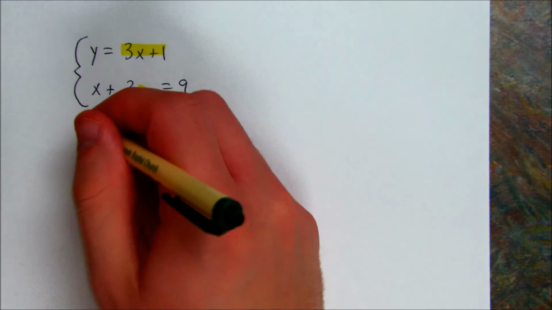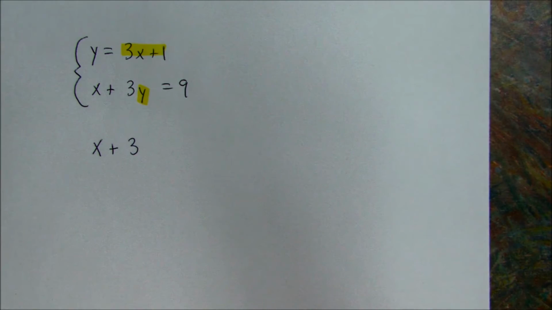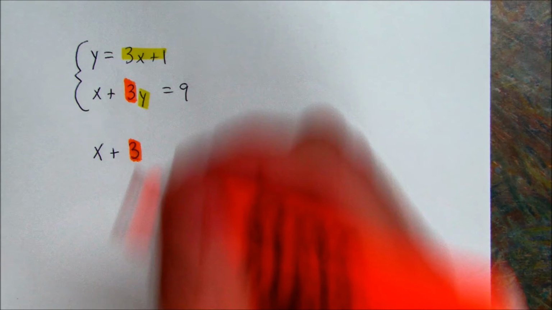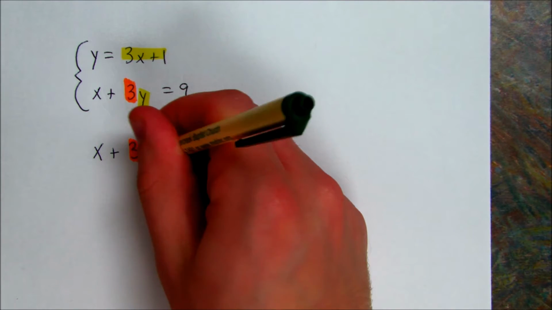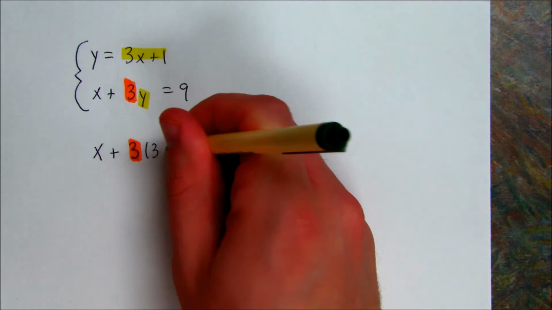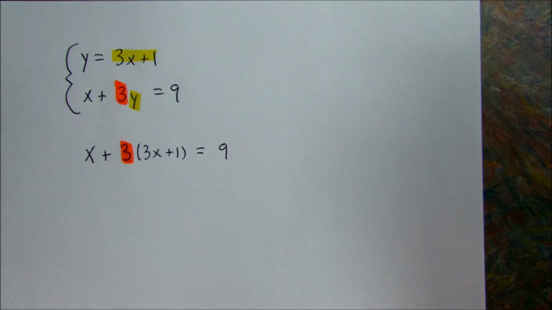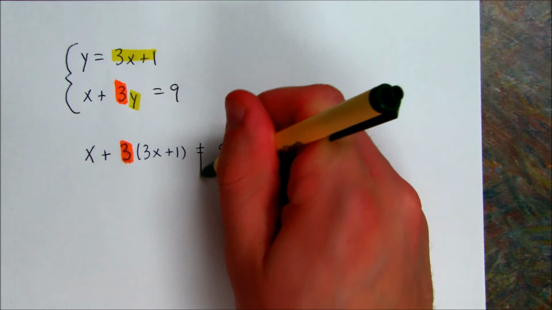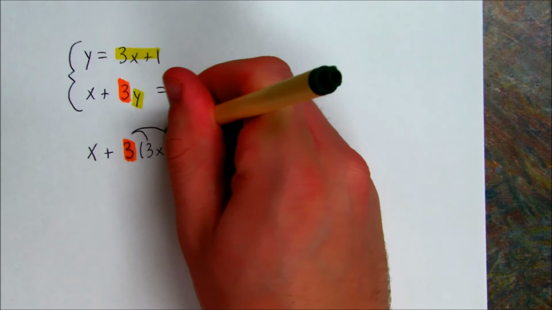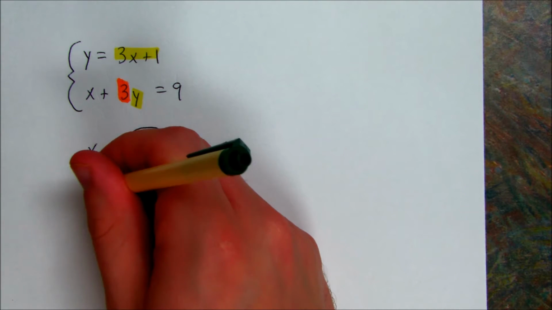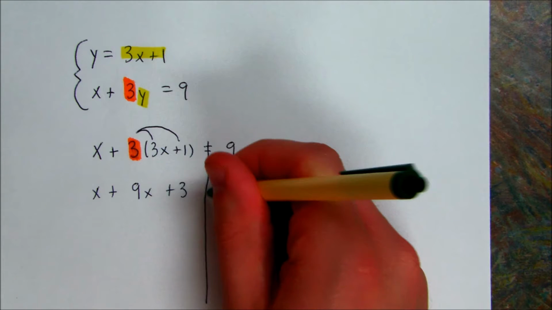So here's what it looks like. I have x plus 3. This 3 is the coefficient of y. We're only replacing y. We're not replacing 3. So 3 must stay. 3 times (3x plus 1) equals 9. Now since y had a coefficient of 3, my first step for solving this problem is going to be performing the distributive property. So let's go ahead and do that. So this is x plus 9x plus 3 equals 9.